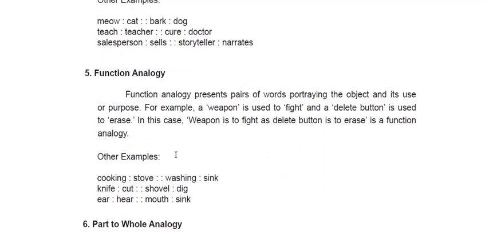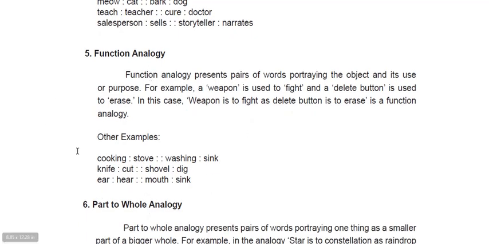Number 5, we have function analogy. So when we say function, it presents pairs of words portraying the object and its use or purpose. Object at gamit. For example, cooking is to stove, or stove is to cooking. Washing is to sink. Lababo, just like that. So knife is to cut, shovel is to dig. So ear is to hear, as mouth is to sing. So those are examples of function analogy, gamit.